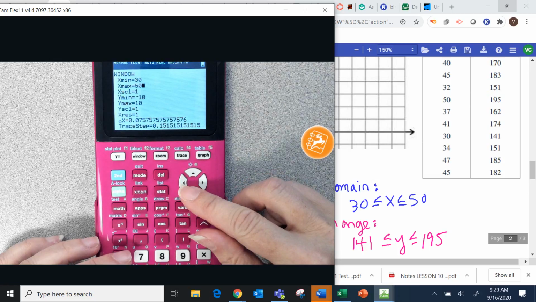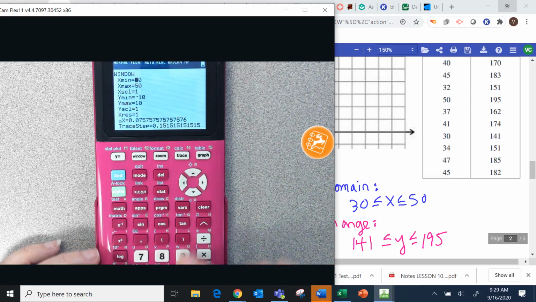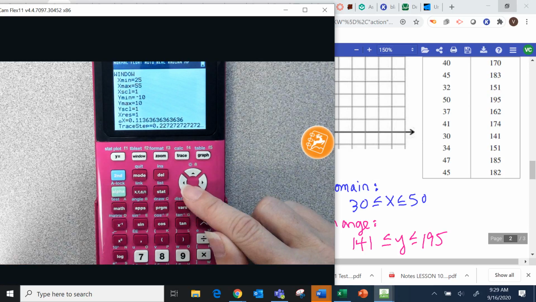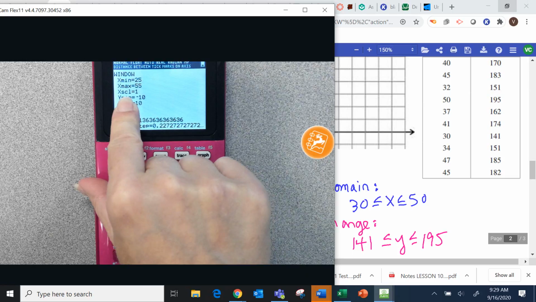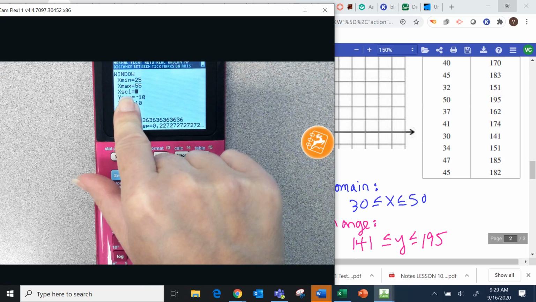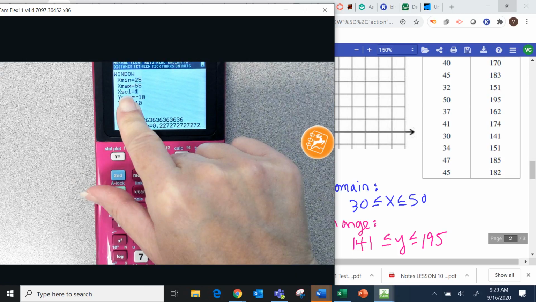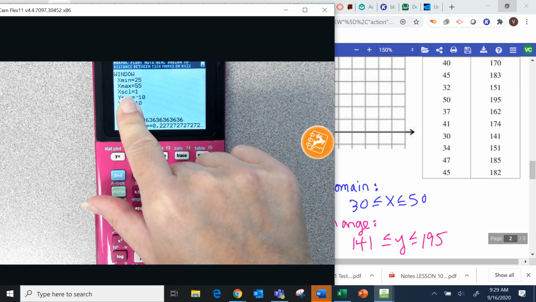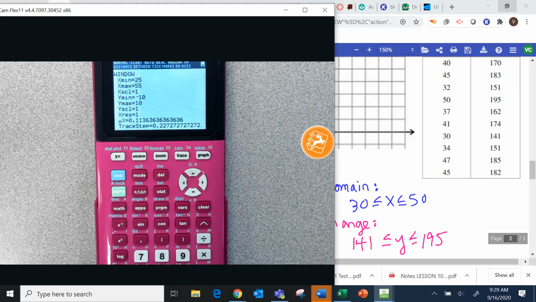And then, maybe I'll do that. I'm going to go from 25 to 55. I changed my mind. Okay. And then this scale, that is just saying, like, all those little tick marks, what do you want to count by? I'll just say 5, something in 25 to 55. I'll just count by 5.